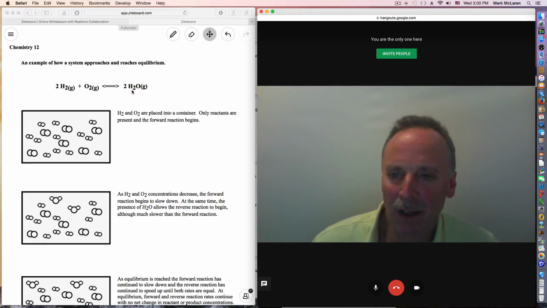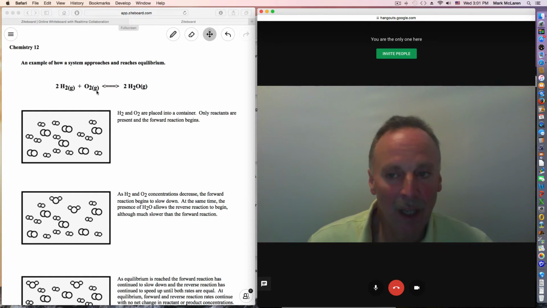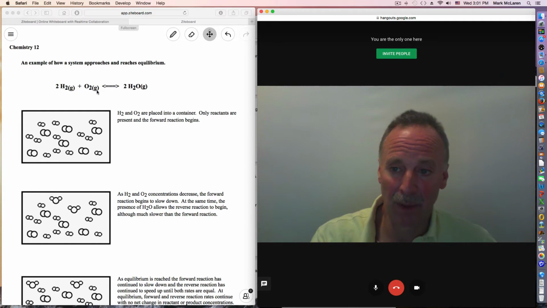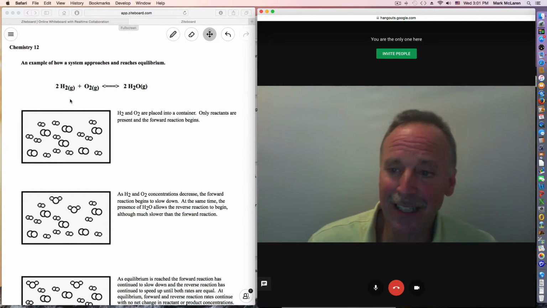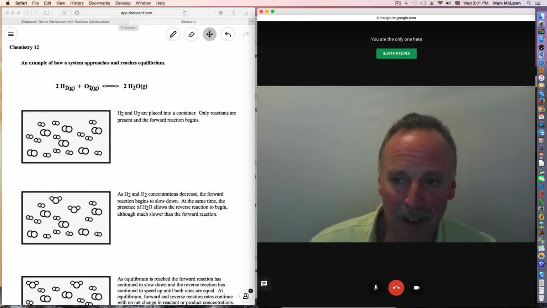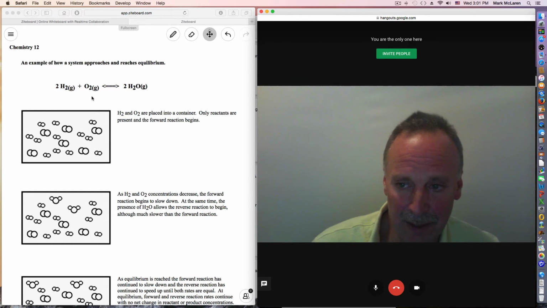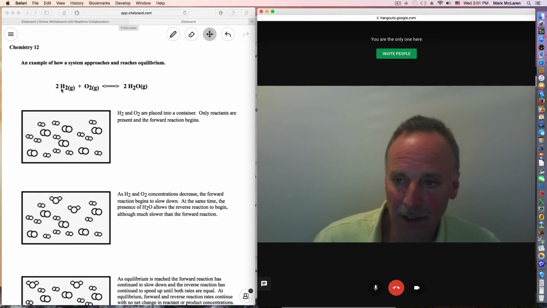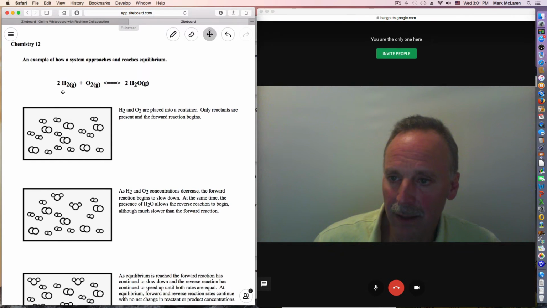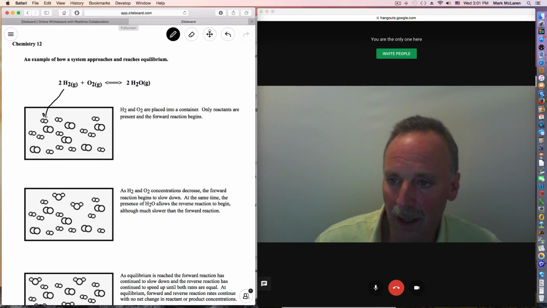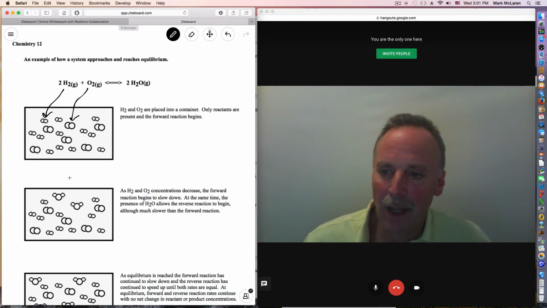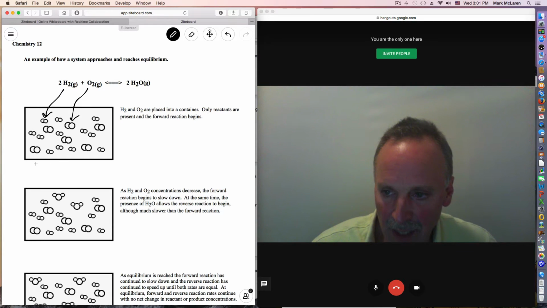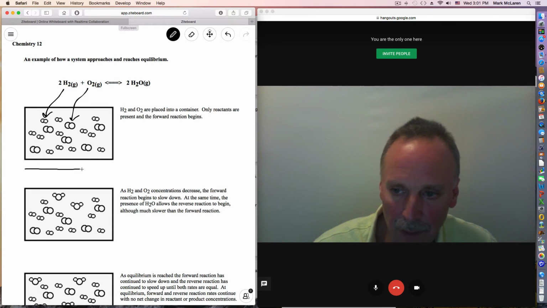However, in Chem 12, we learn that if we put the hydrogen and oxygen together in a closed container, so nothing can escape, what actually happens is, at least initially, the hydrogen and the oxygen do react. Here's the container, and these little guys here are hydrogen, and these bigger guys are the oxygen. What happens is, at the beginning, the forward reaction takes place.